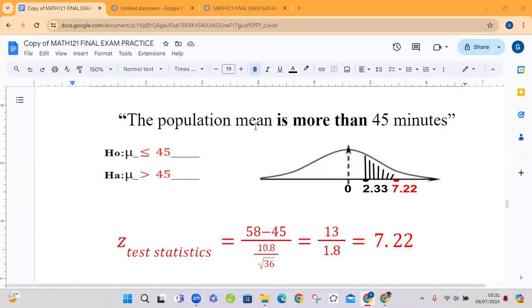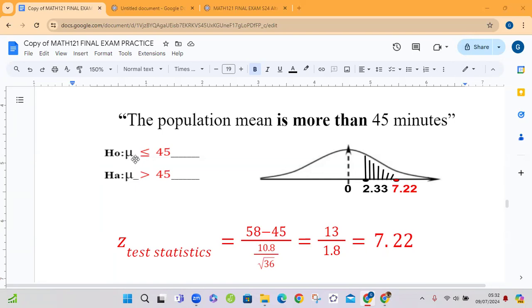Now, let's recall that the claim is the population mean is more than 45 minutes. So this has to be translated to symbolic form. And here it is, here's the symbol for is more than, the inequality sign pointing towards the right with the population mean on the left side. The population mean is more than 45 minutes. And since this sign does not carry the equal sign, it's an alternative hypothesis. So now the null hypothesis has to be the contradiction with the equal sign. So the null hypothesis will be saying the population mean is less than or equal to 45 minutes.